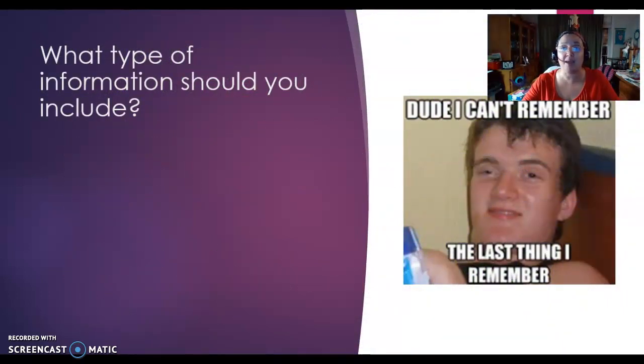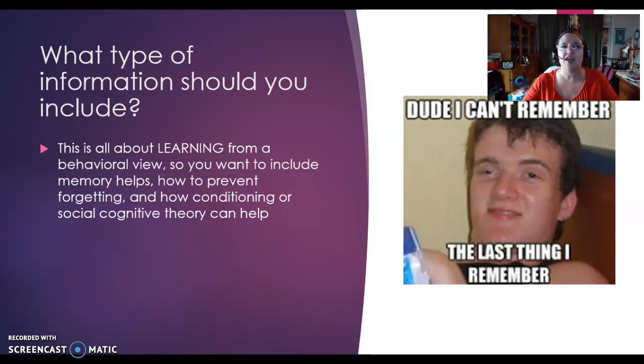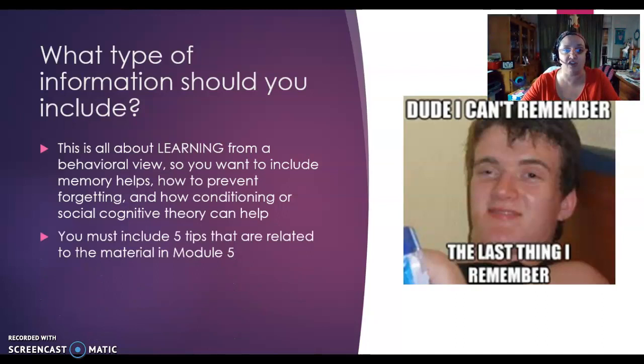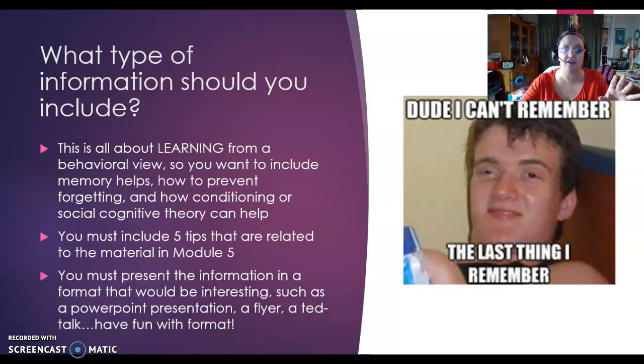All right, so the type of information that you can include. This is all about learning from a behavioral view. So you want to include memory tips, how to prevent forgetting perhaps, how conditioning or social cognitive theory could help. And basically you're looking for tips that would relate to the material in Module 5. And again, present that information in an interesting way.